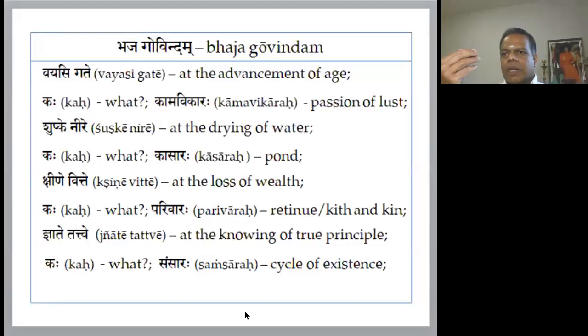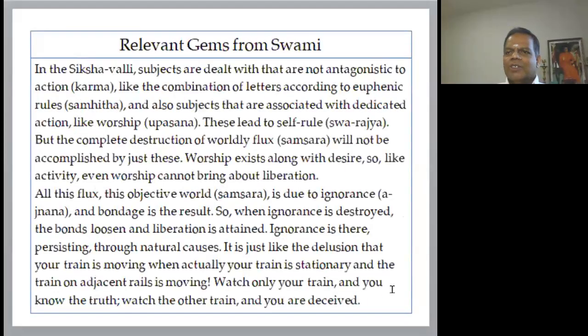Bringing to our understanding, our perception, the impermanence of everything else which we give value to. So that's a meaning. We will look at a discourse of Swami, an excerpt. Short excerpt, but it nicely explains, so I thought we'll go through. In the Sikshavalli, subjects are dealt with that are not antagonistic to action. It's a new word, so maybe in the context of what it is.